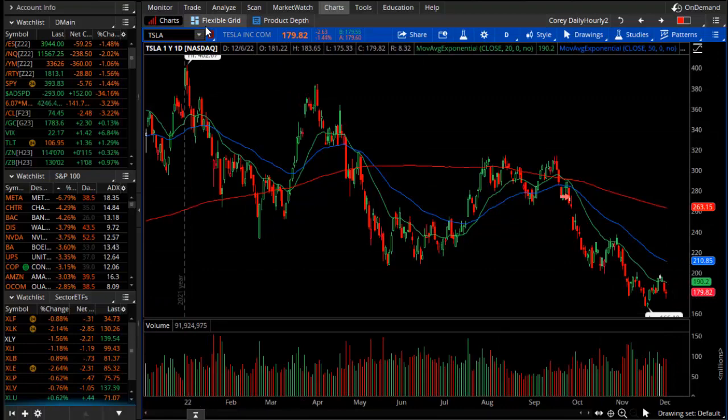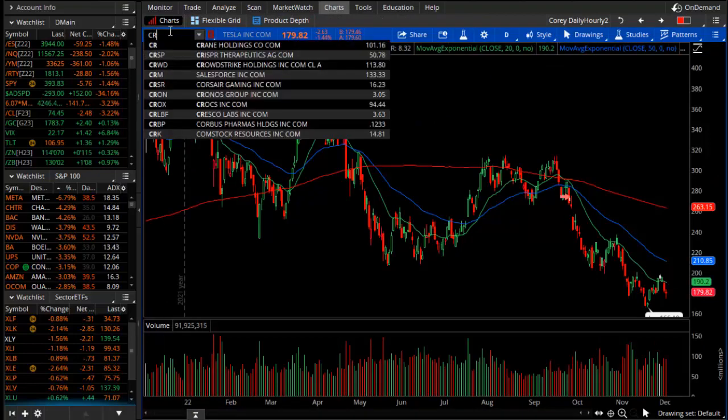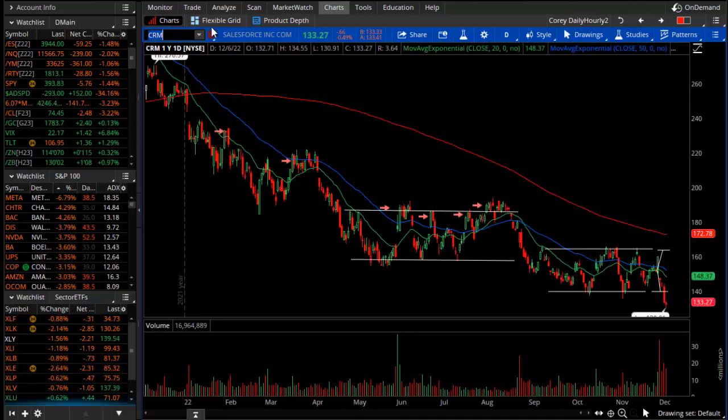And while we're on the topic of new 52-week lows, a scan that shows which stocks gave new 52-week lows today, there's one major stock in the S&P 500, and that's Salesforce.com.